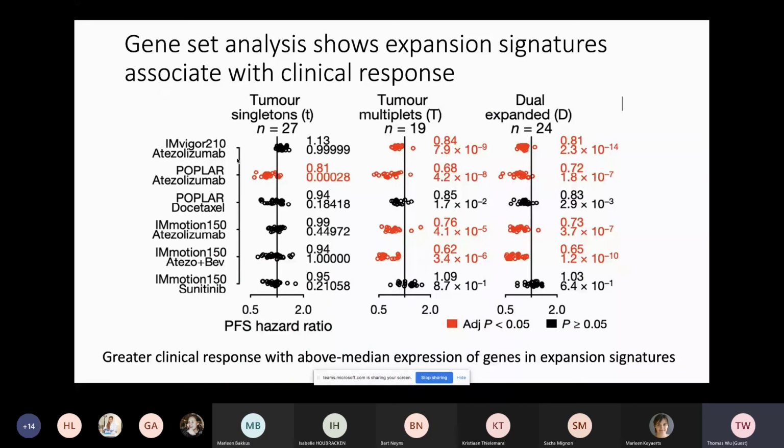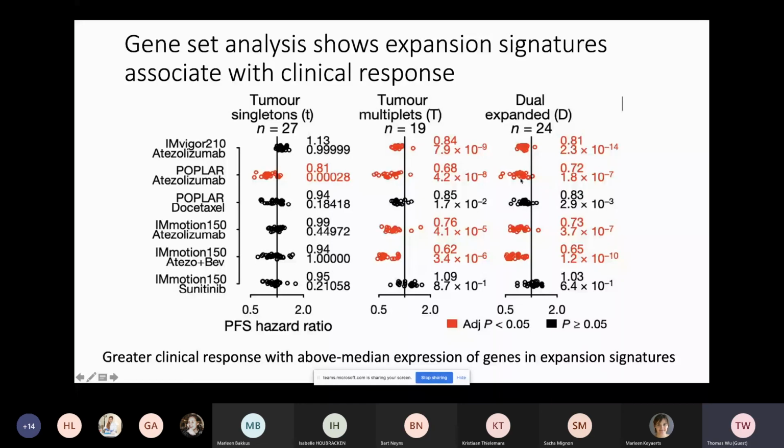So each dot in the hazard ratio plot corresponds to a different gene. We look at the association of each of these genes with the hazard, with response to therapy. Each signature was built by eliminating highly correlated genes. This gene signature had 27 genes, this gene signature had 19 genes, and this dual expanded gene signature had 24 genes.